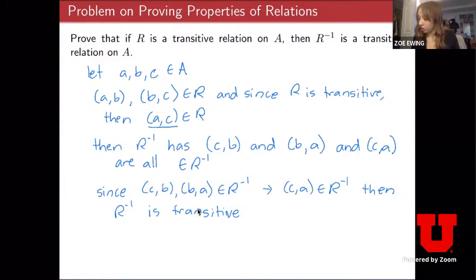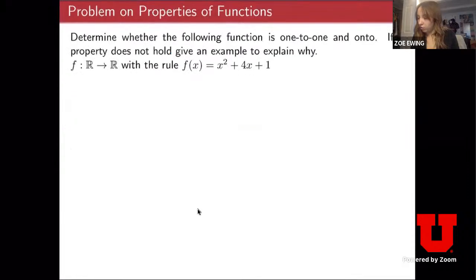Okay. So let's go ahead and move on to the problem on functions. So we're going to decide whether this is one-to-one or onto. And if it is not, then we have to give a counterexample. So before we try to do any proofs, let's just look at this problem and try to figure out if it is one-to-one and if it is onto. I'll give you just a quick minute to figure these out, and then we'll work through proofs or counterexamples.